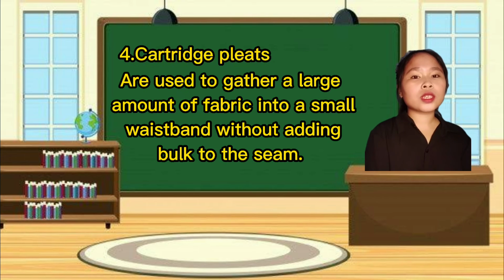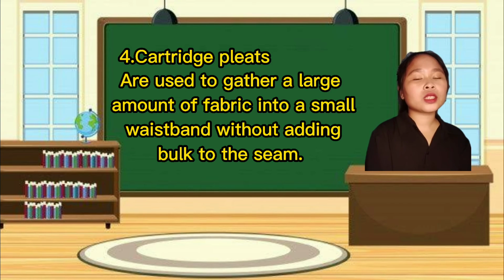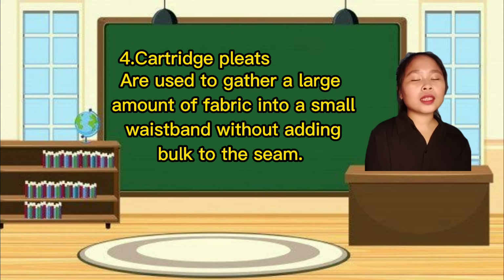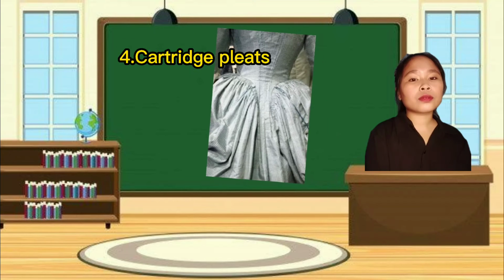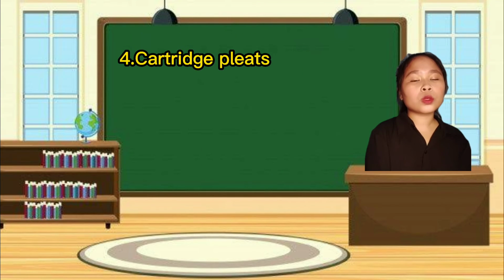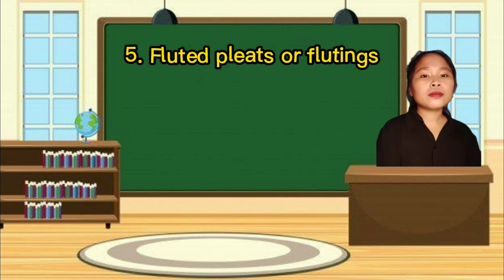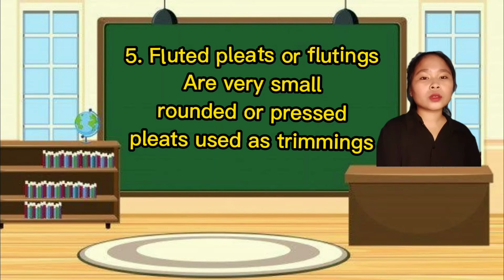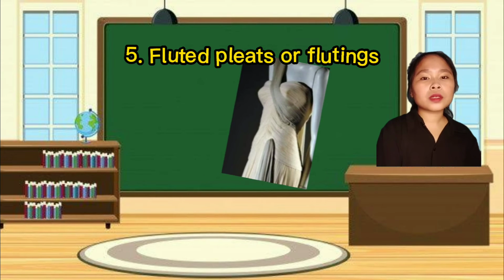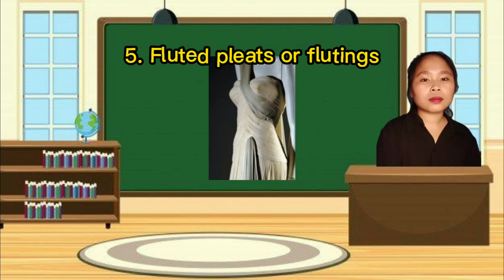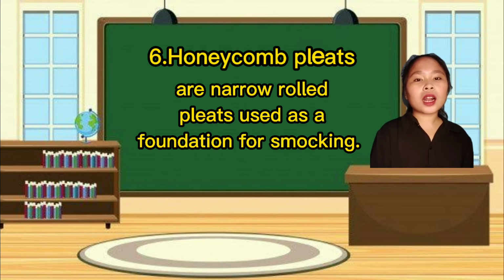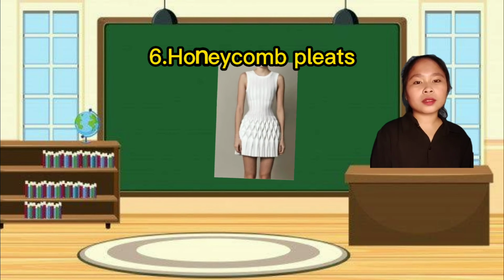Cartridge pleats are used to gather a large amount of fabric into a small waistband without adding bulk to the seam. This type of pleating also allows the fabric of the skirt or sleeve to spring out from the seam. Fluted pleats or fluting are very small rounded or pressed pleats used as trimmings. The name comes from their resemblance to a fan flute. Honeycomb pleats are narrow rolled pleats used as a foundation for smocking.